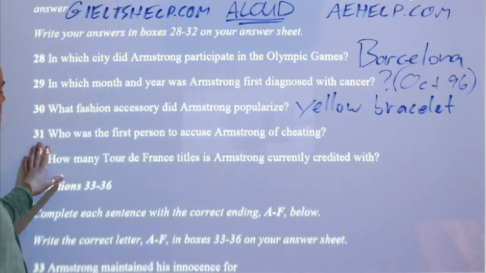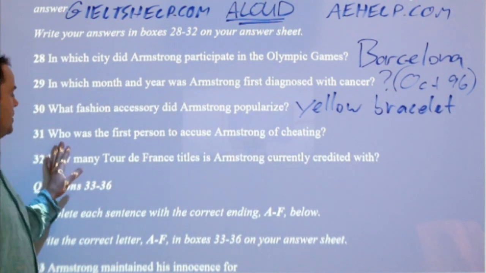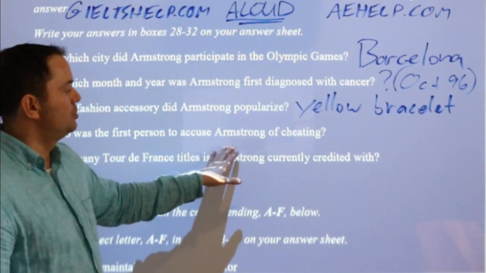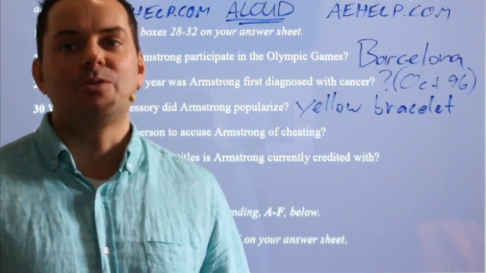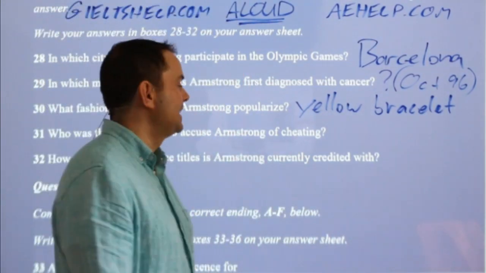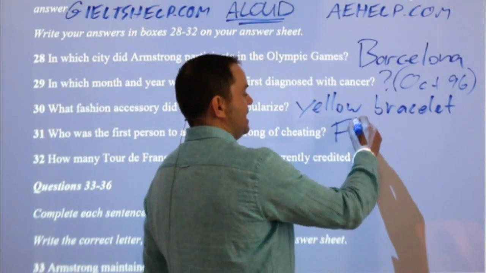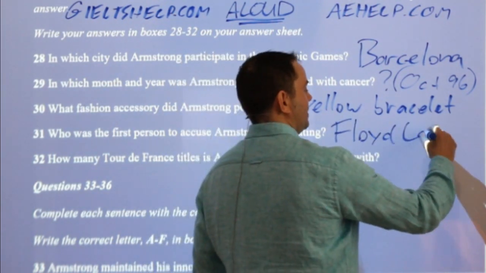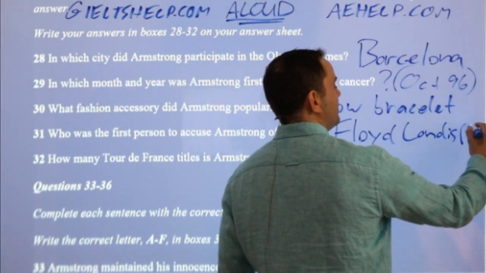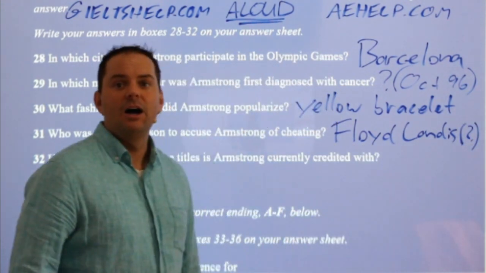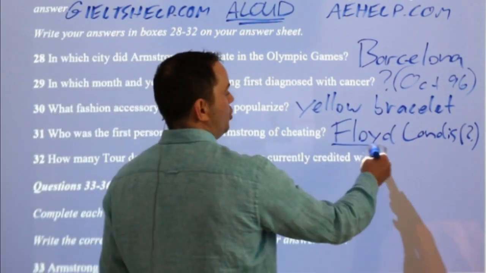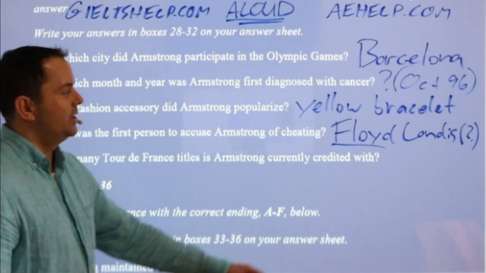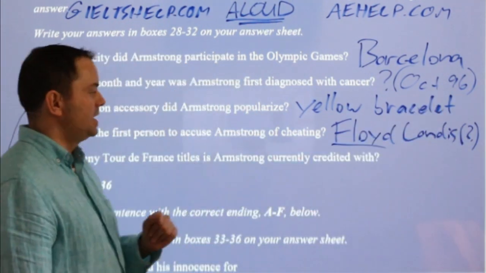Okay, number 31. Who was the first person to accuse Armstrong of cheating? Anybody? Surendra says his friend. And Mandeep says, I believe it was Floyd Landis, right? Now you need the big F. And again here, I'm going to put a little question mark, just because maybe I don't know the spelling, but I remember his name is Floyd something. So here, little question mark, just like with October. It's okay, we can check those after.